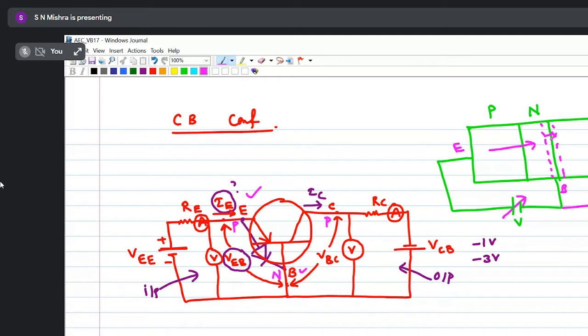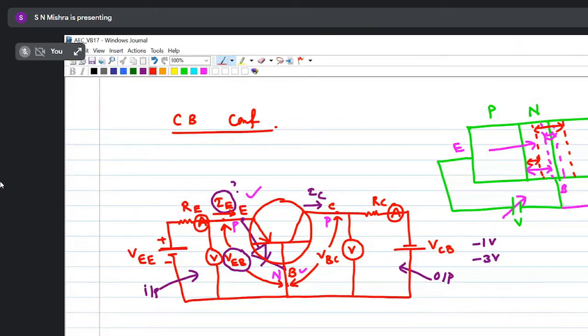Okay, this is your depletion region. Now I am increasing to minus 3 volt. So the depletion region will increase. I am increasing the reverse bias, meaning the depletion region will increase. Now my depletion region has increased. Right. Now what happened to the base width? Earlier the base width is from here to here. Okay. Now the base width is here to here.